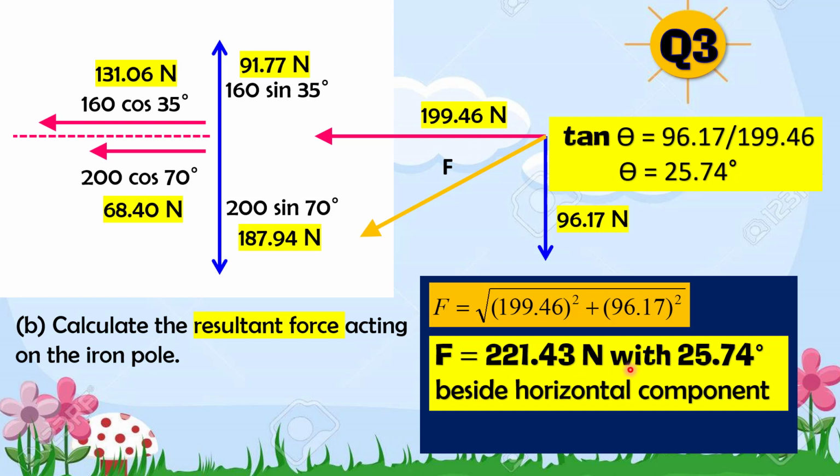Then you need to measure with 25.74 degree. Beside where? Beside the horizontal component. So that means now your resultant force is 221.43, then the angle is 25.74 beside this horizontal component. So that means now more specific to explain where is the location of the resultant force. Okay, so this one is important. When you mention resultant force, we need to say where's the location, then we find the angle.